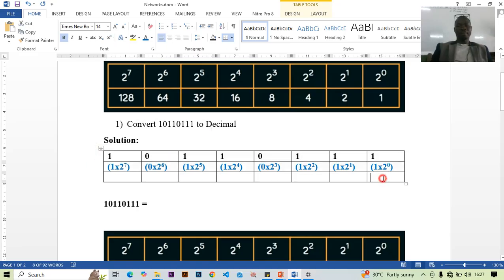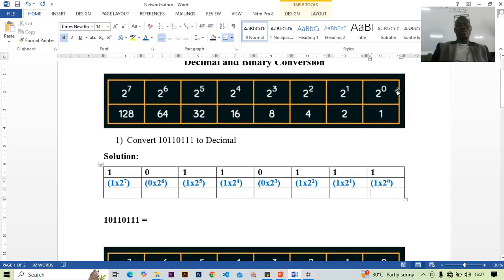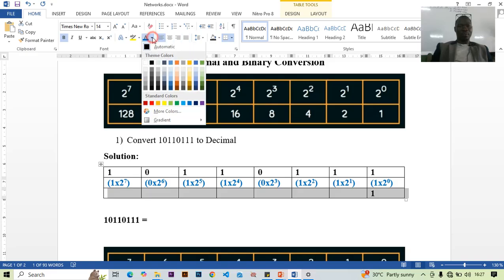Now simply, any number to the power 0 is 1. This is our reference table that's going to help us understand what these things mean. So 2 to the power 0 is basically 1. So 1 times 1 will give us 1. Let me put this in another color so that we can follow it clearly.